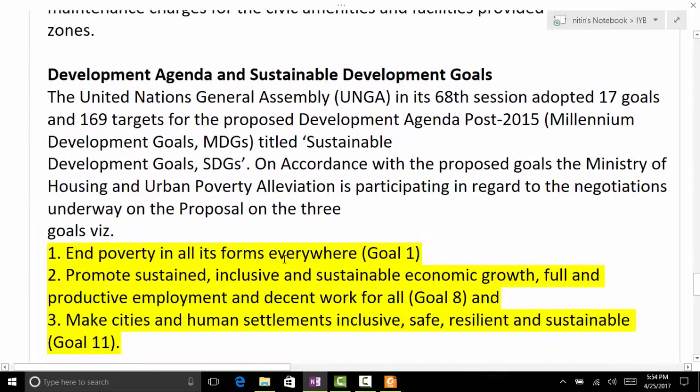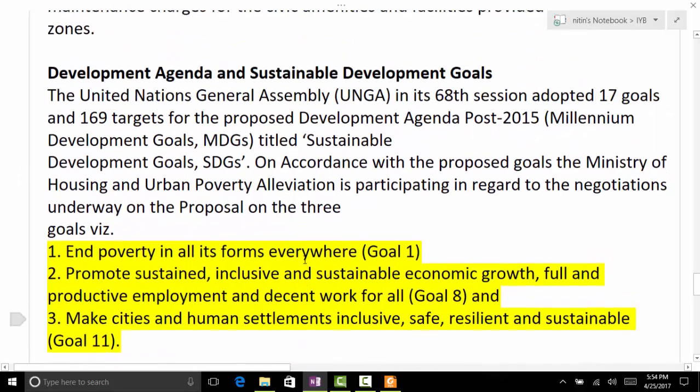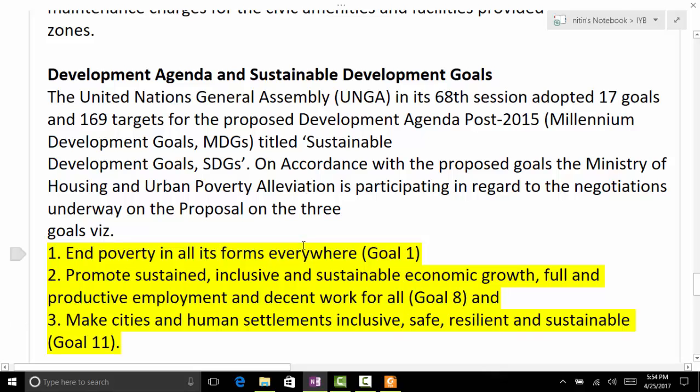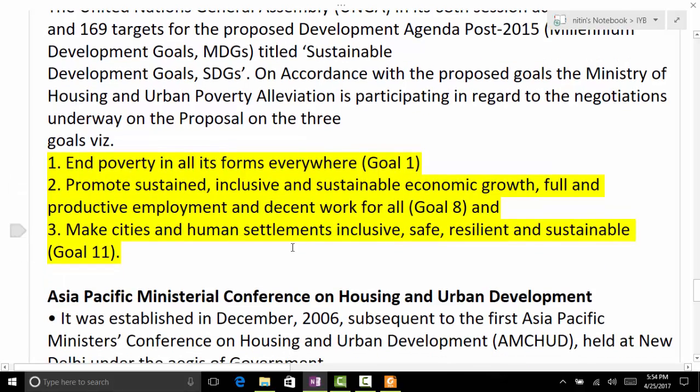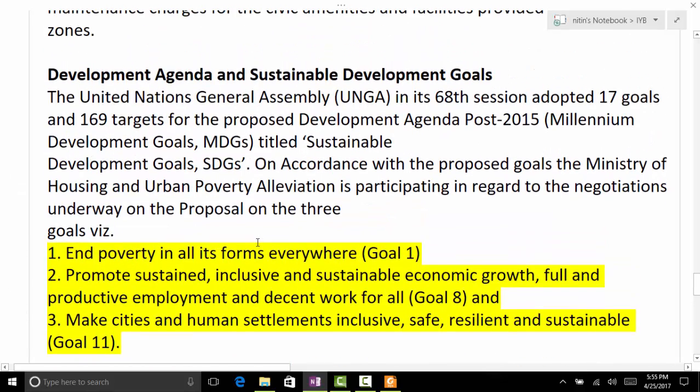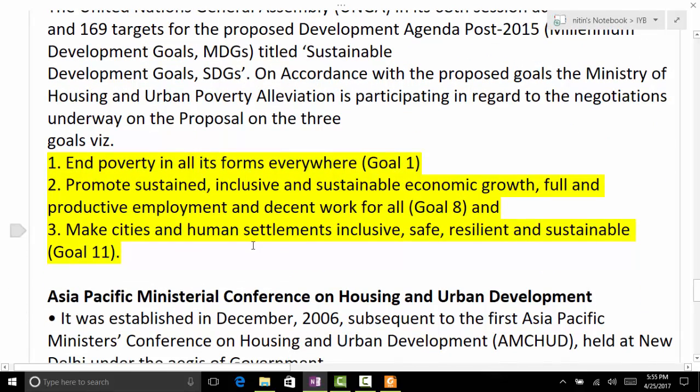Development agenda and Sustainable Development Goals. Regarding housing, there are 3 goals under the SDGs. How many total goals? 17 goals and 169 targets, right. So there are 3 goals linked to housing. End poverty in all its forms everywhere. Indirectly it also has the component that they should have shelter. So that is goal number 1.